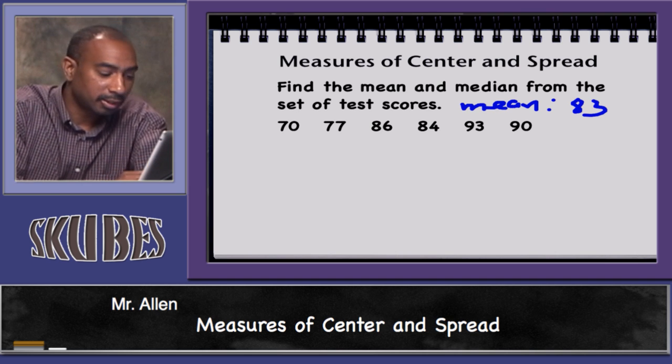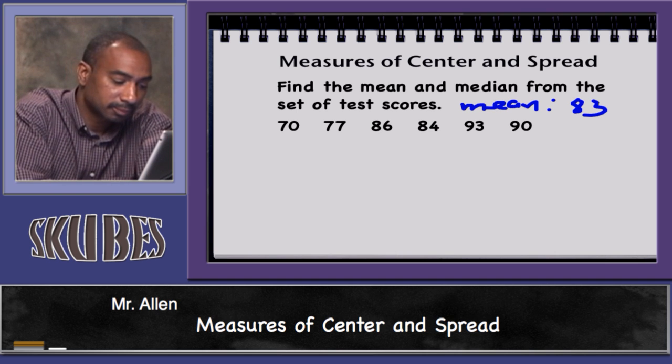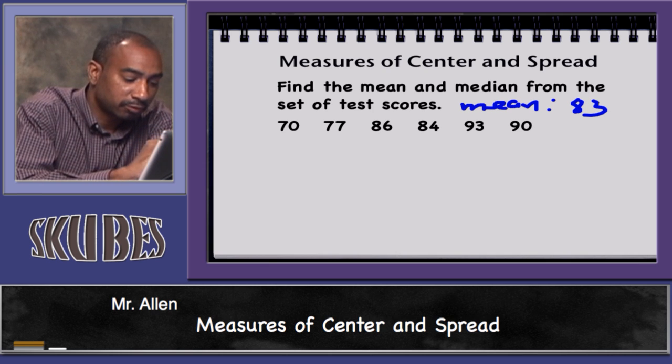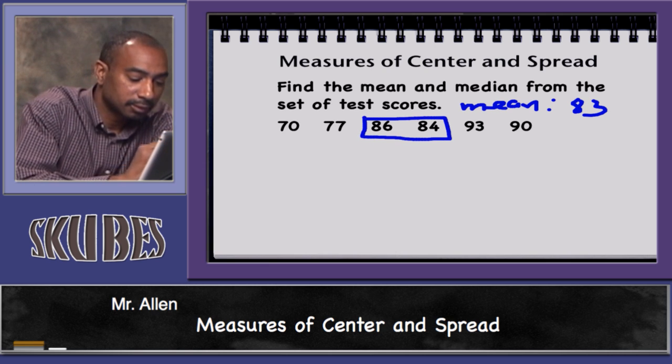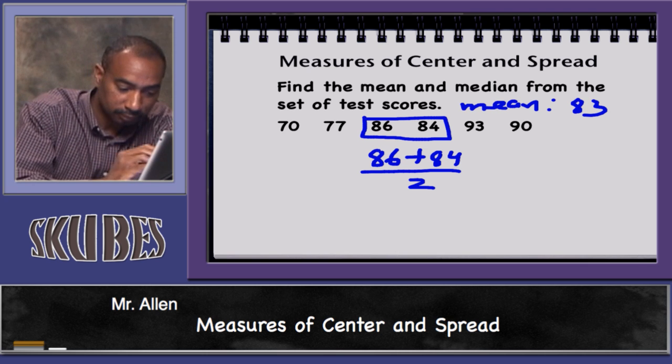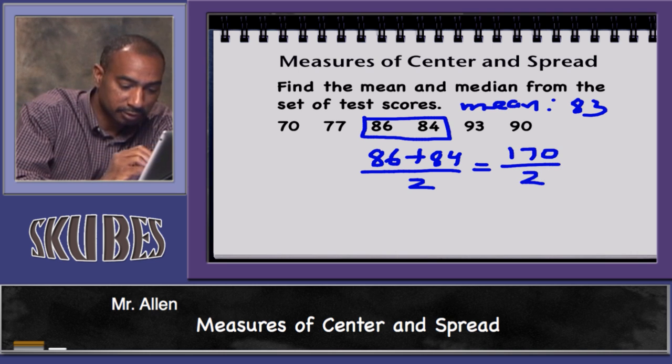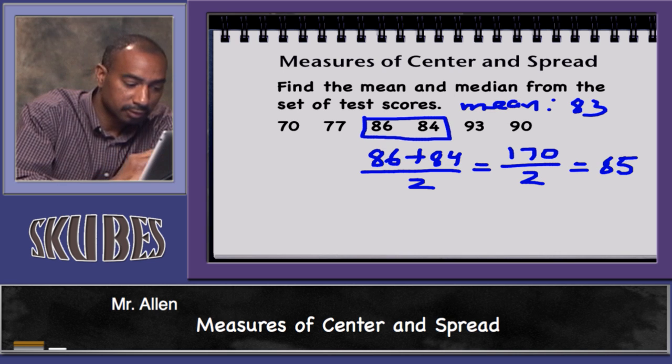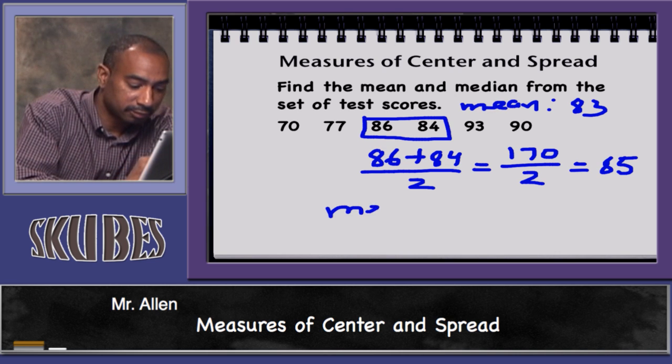But now look carefully. For the median, we have an even amount of scores. So the rule is that you find the two numbers in the middle and take the average of those two. So we're going to take 86 plus 84, and divide that by 2. That's what you do. And I believe this is 170 divided by 2. This will give you 85. So the median is 85.